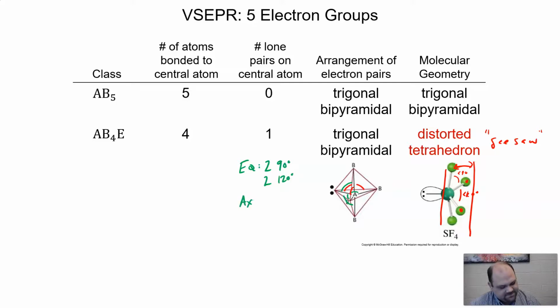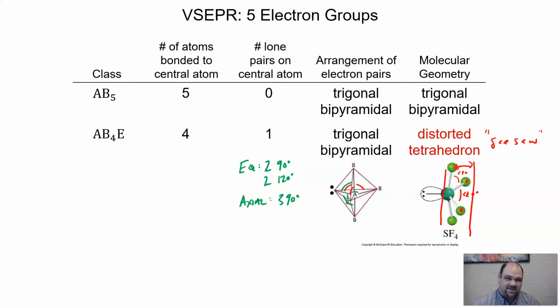The axial has 3 90-degree interactions. It just turns out that it's lower in energy for that equatorial position to come off, because on average those interactions are farther apart. Since it's only got 2 at 90 and 2 at 120, those are on average farther apart than the ones with 3 at 90 degrees. And so equatorial atoms are the ones that get exchanged for lone pairs.